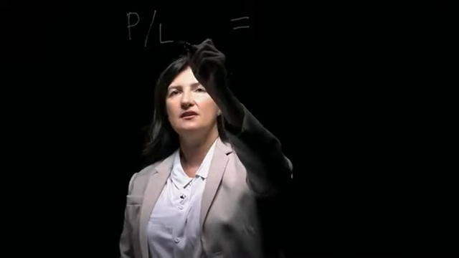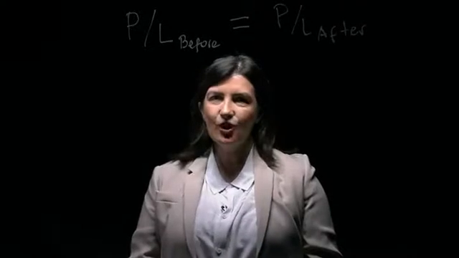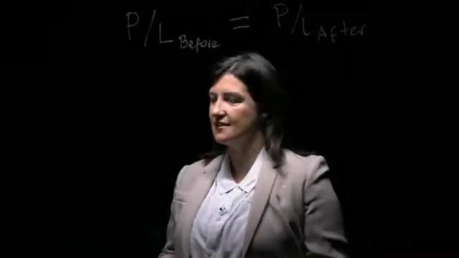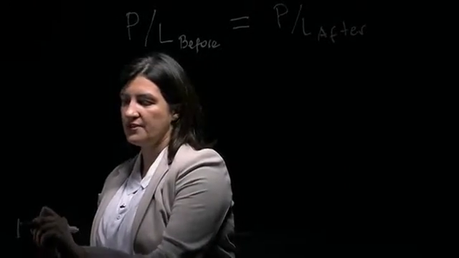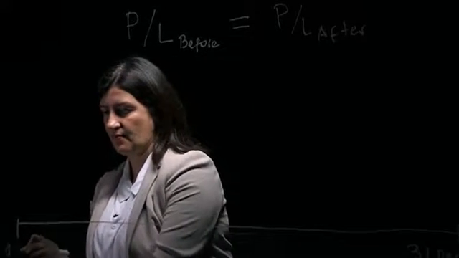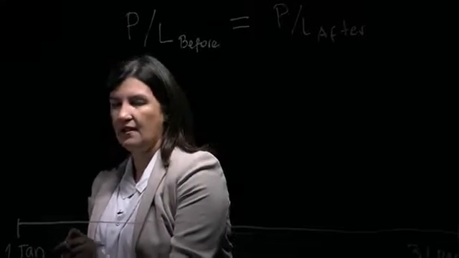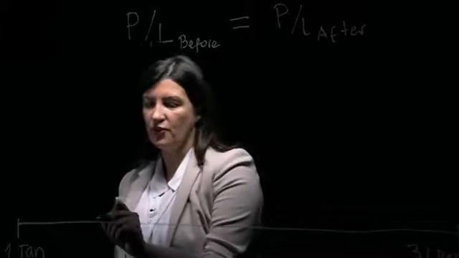The formula says that the profit and loss before the compression is the same as the profit and loss after the compression. So let's say we have a transaction that starts delivering on the 1st of January of a given year and finishes on the 31st of December of that same year. And let's say today is the 1st of February.